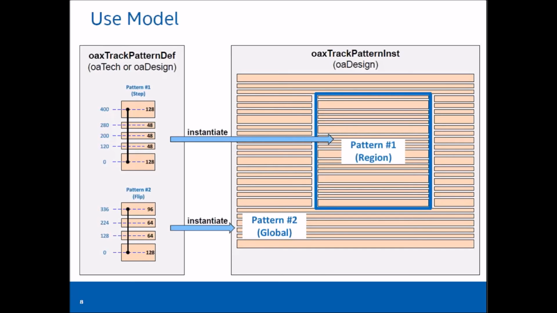One is a global pattern where it extends throughout the design. There are no explicit bounds in either direction. It's just intended to be infinite in both directions. And then a region could be defined with a different pattern instantiated, and that would then be cut out from the global pattern. And you can define, obviously, multiple regions.